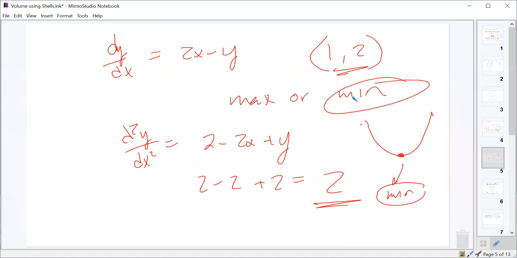Does that make sense? Yeah. That's our second derivative test from a long time ago. Just thought I'd add that in. Everyone's good with that? Yeah.